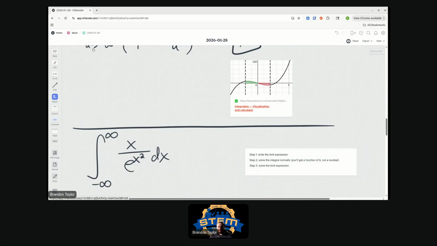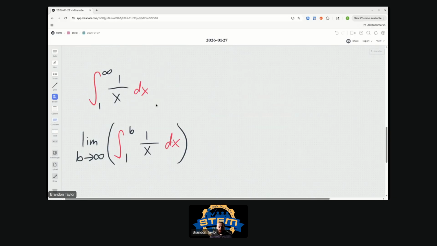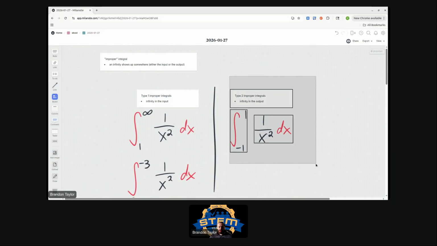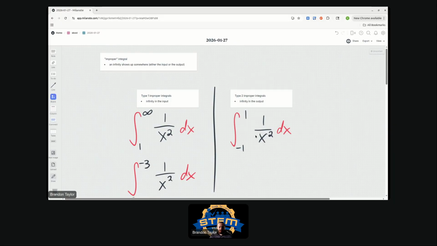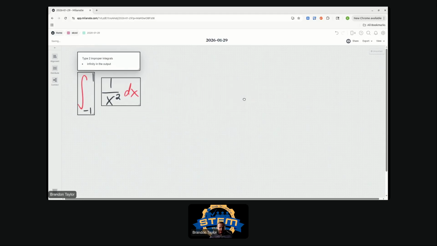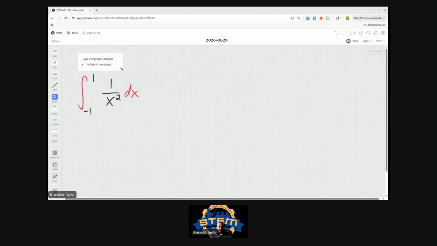The ones we're going to talk about today are type 2 integrals, or improper integrals. And we defined that yesterday. They look kind of like this. There's an infinity, but it's not obvious. It's in the output of the function, not the input. And for that reason, it's not really obvious, for one. And secondly, even after you discover it, it's a little bit more complicated than the type 1 improper integrals.